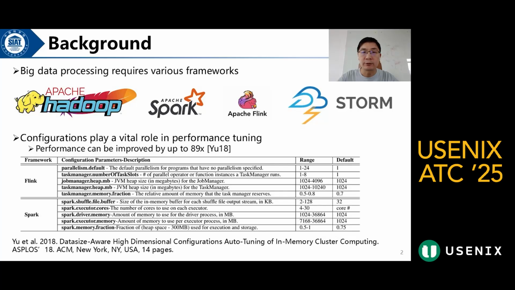Below are examples of Spark and Flink configuration parameters. For instance, in Spark, one can specify the executor memory and the number of cores in the parameters so that they can efficiently manage task processing and system resources.